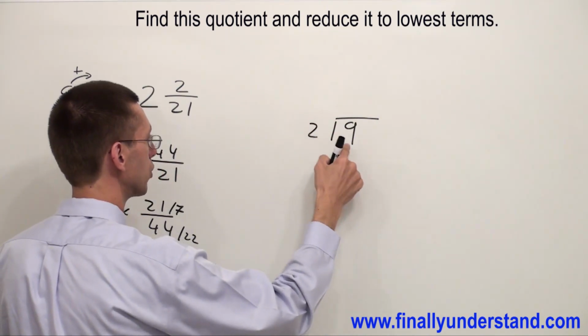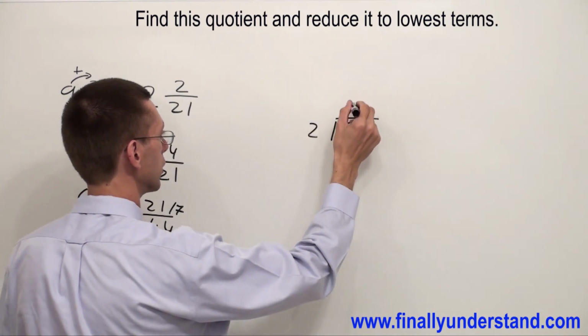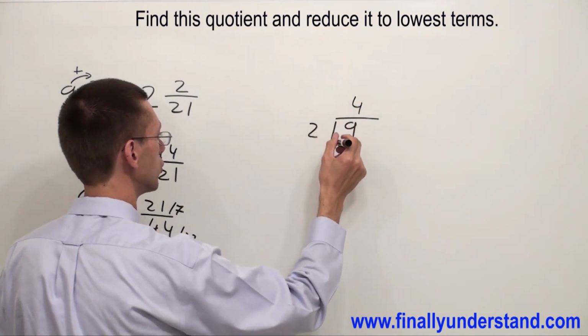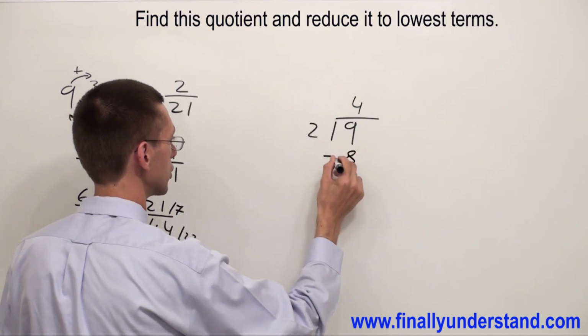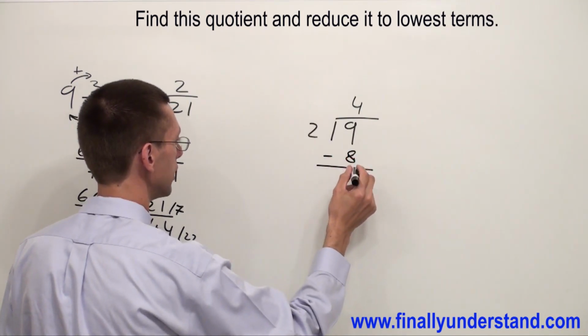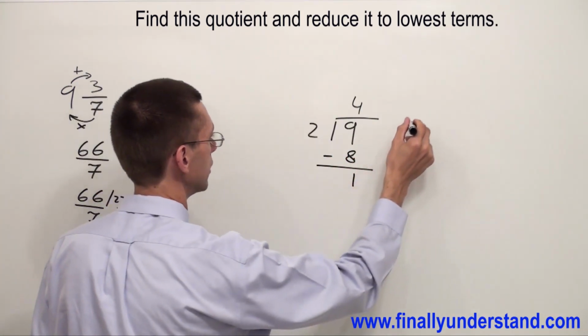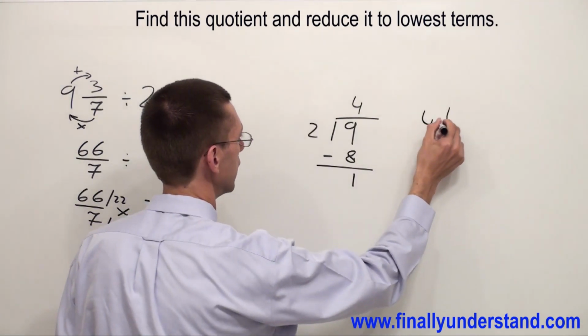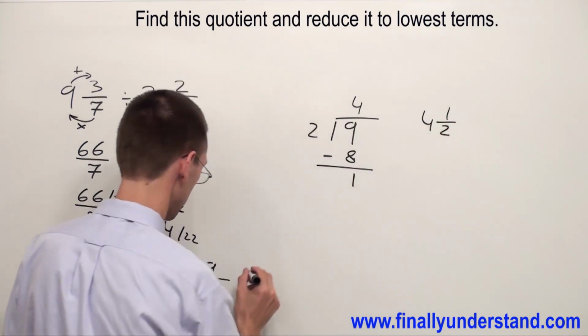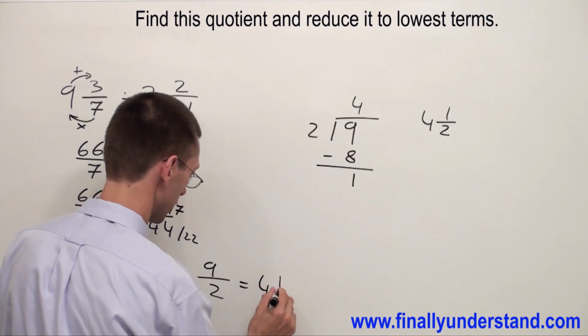How many times does 2 go into 9? Goes 4 times. 4 times 2 is 8. Subtract 9 minus 8 is 1. The answer is 4 and 1 half. Okay, so my answer is 4 and 1 half.